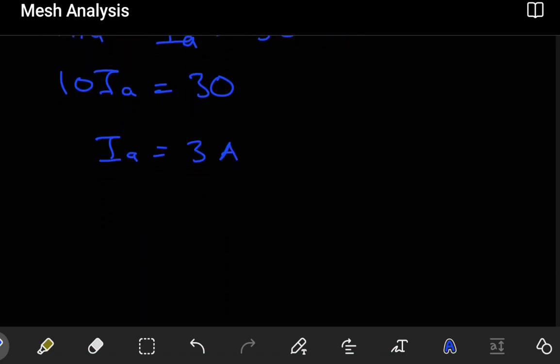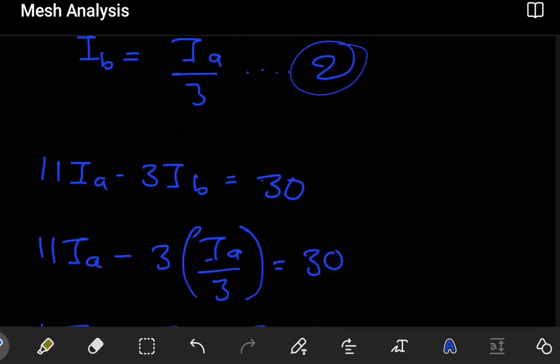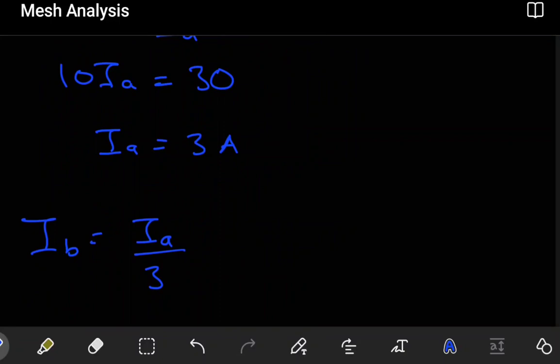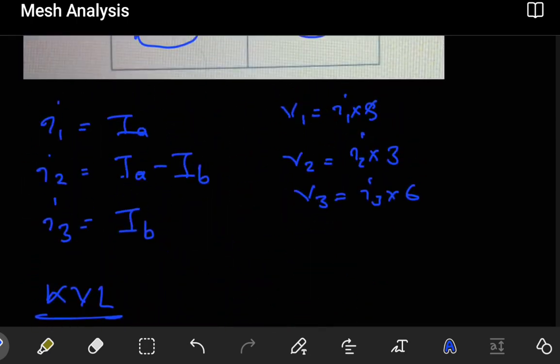That's mesh current A. Having found that, we can get IB. IB was equal to IA over 3, was it? Let's check it out. Over 3, yes. So if we do the same thing, our IA is 3, so this becomes 3 over 3, which is just equal to 1 amp. So our IB is 1 amp. Having found IA and IB, we can easily now get the individual currents.